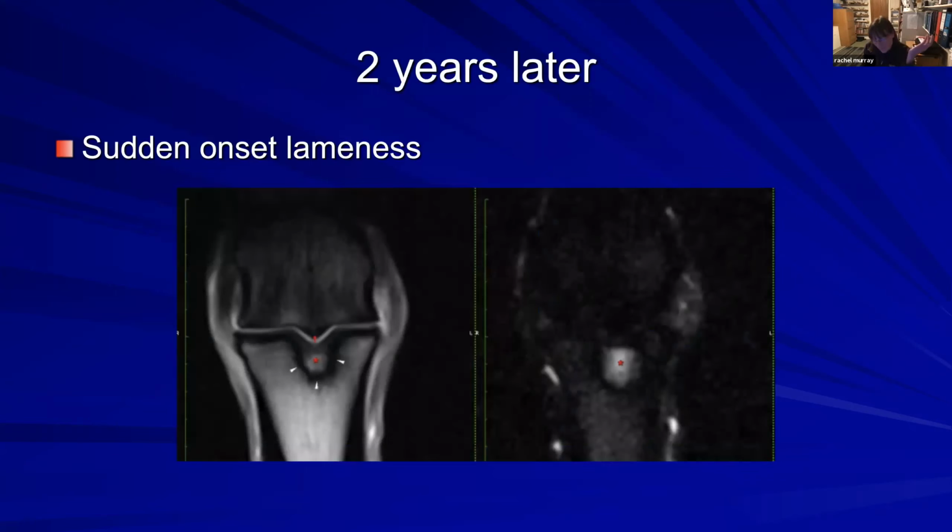However, it was then put back into work, continued work. It started racing again. And 2 years later, we have sudden onset lameness. And again, we have a severe proximal phalanx bone injury that is more severe than we've had on a previous occasion. So I think, although it's really useful to MRI and follow MRI and use that to guide, I still think we don't actually know anything.